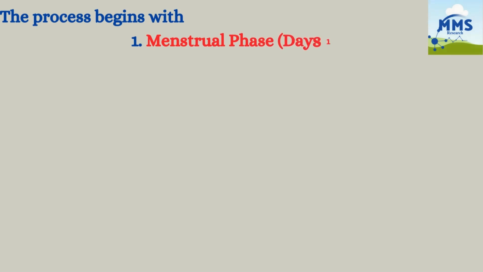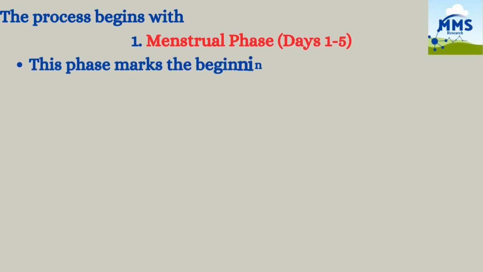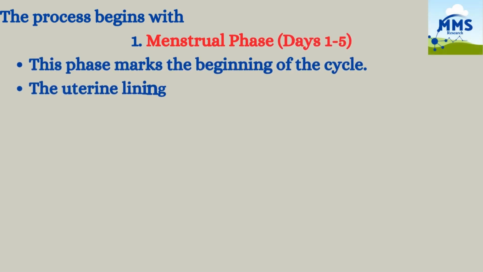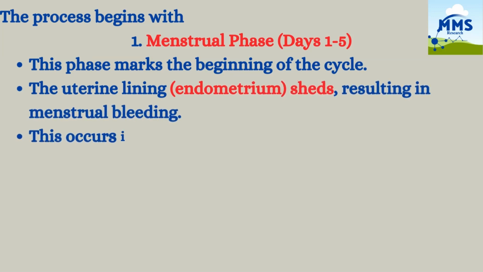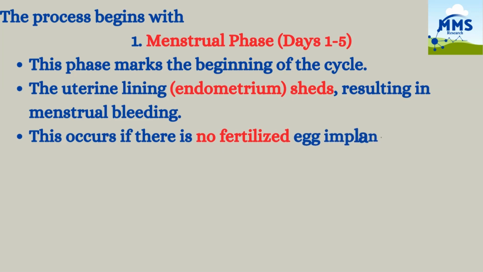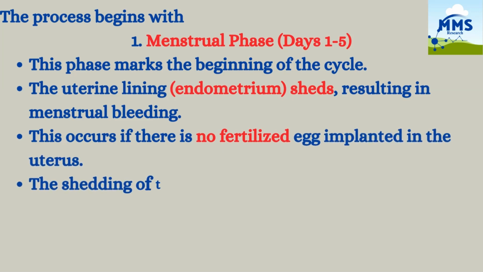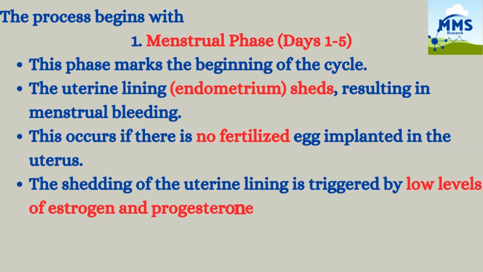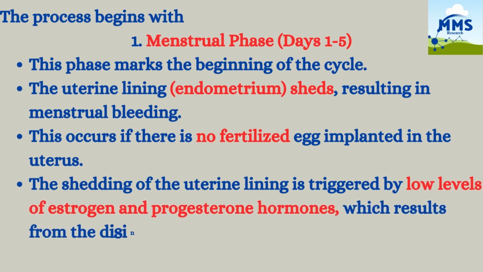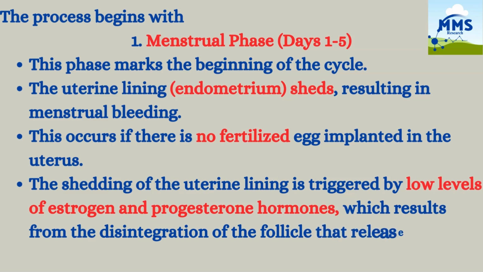The process begins with 1. Menstrual phase, days 1 to 5. This phase marks the beginning of the cycle. The uterine lining, endometrium, sheds, resulting in menstrual bleeding. This occurs if there is no fertilized egg implanted in the uterus. The shedding of the uterine lining is triggered by low levels of estrogen and progesterone hormones, which results from the disintegration of the follicle that released the egg.